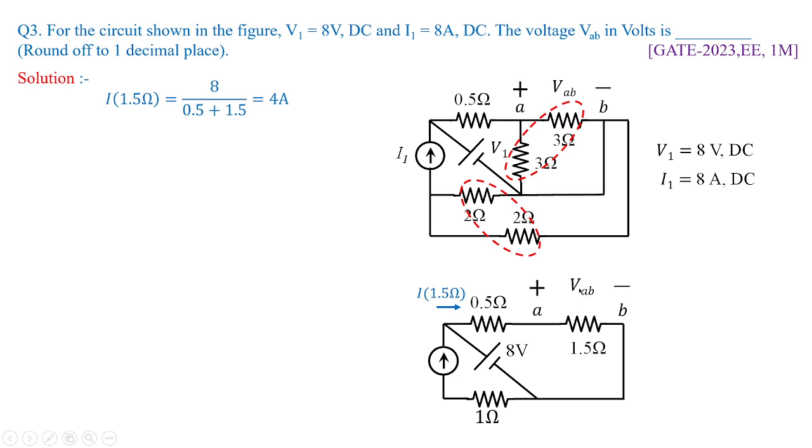What is the requirement? The requirement is the calculation of voltage across A and B. So you have resistance as 1.5 and current as 4. So VAB will be equivalent to 4 into 1.5, which is equal to 6 volts. So this was asked for 1 mark in GATE 2023 for the triple paper. Okay, let us see another problem.